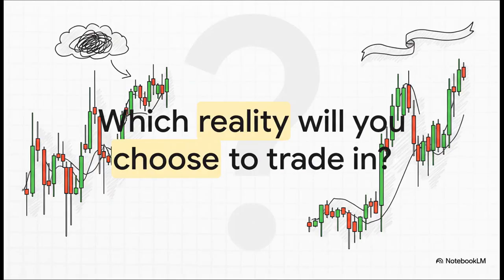So, when you think about it, a chart isn't just a window into reality. In a way, it actually creates the reality that you, the trader, perceive. One version shows you every single chaotic detail. The other filters that out to reveal a smooth, flowing story underneath. So the question I'll leave you with is this: which reality are you going to choose to trade in?